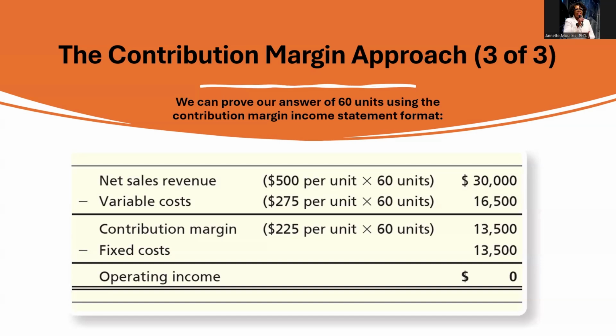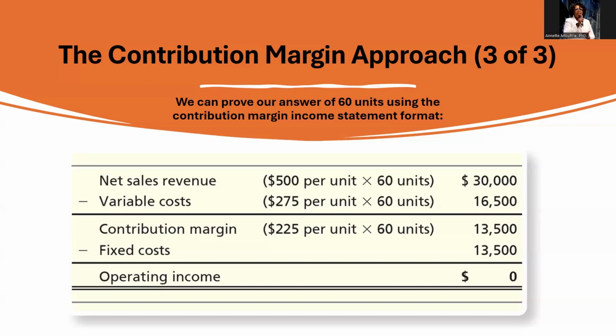$13,500 minus fixed costs of the same amount, $13,500. Now your operating income is equal to 0.